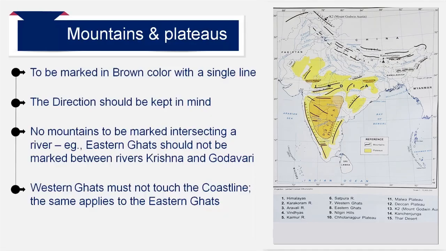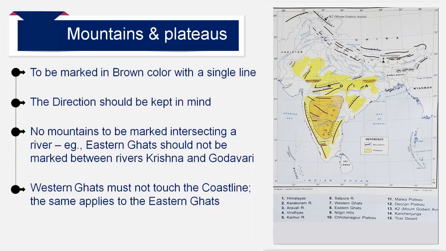While marking a mountain range, you should keep in mind its location and direction. It is easier to mark the mountain range with reference to rivers. You must not draw a mountain range across a river or intersecting a river valley. For example, Eastern Ghats must not be marked between Krishna and Godavari Valley. Mount Godwin Austen or K2 and Mount Kanchenjunga must be marked as a triangle in brown.